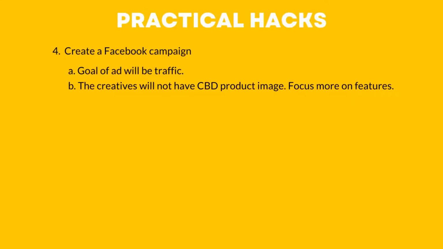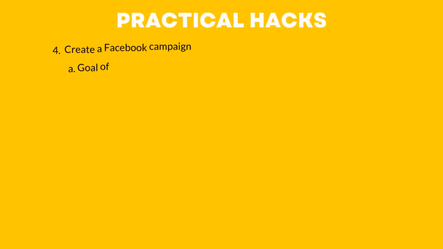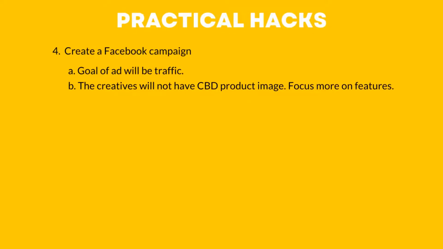The campaign could be Facebook, Instagram, Google, or whatever. Make sure the goal is ad traffic. We can't use the conversion ad right there directly. The creatives that we create will not be the product, not just the product display. They should be more of informational content, depicted from the banner image as well. You can use Canva for creating amazing graphics.